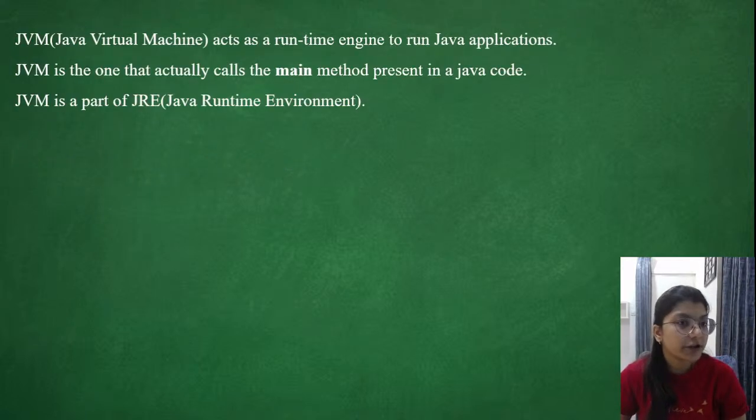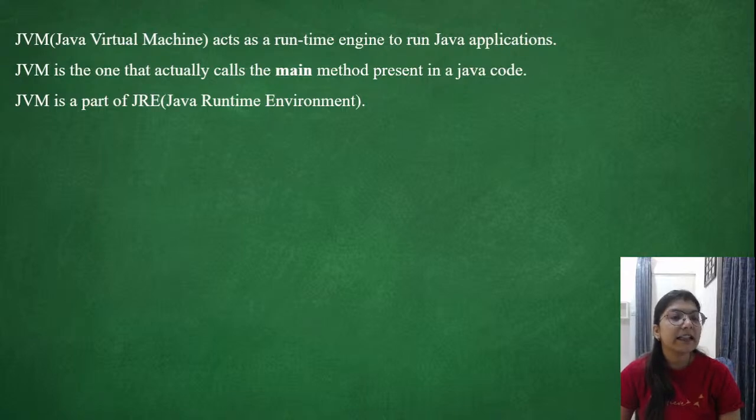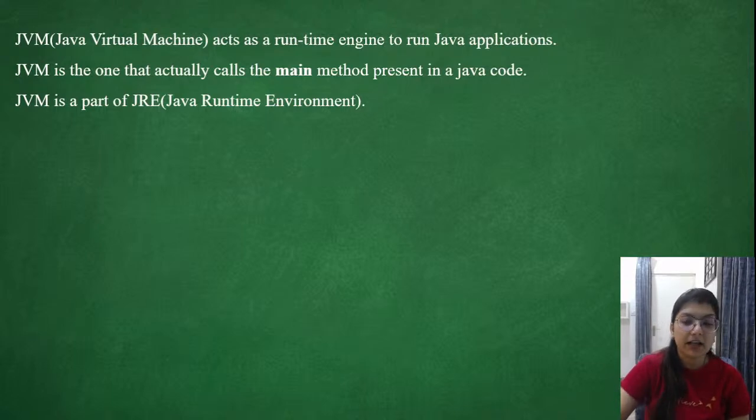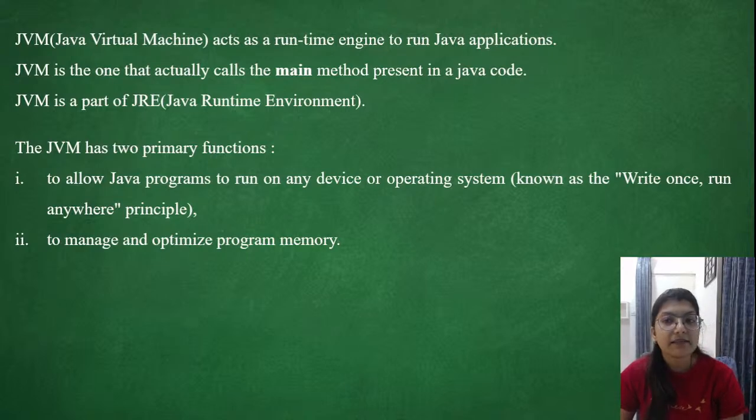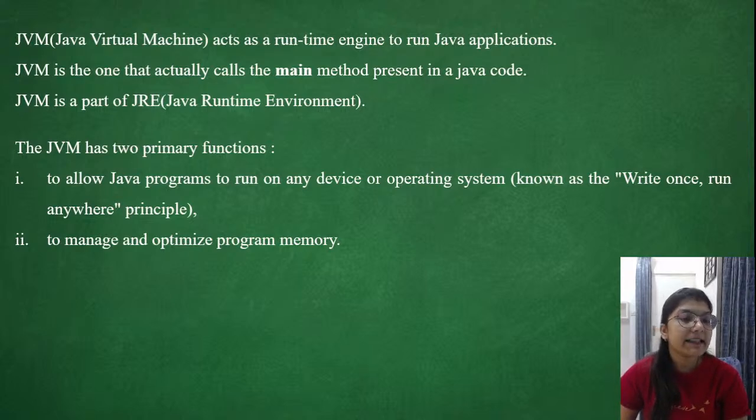JVM, Java Virtual Machine, acts as a runtime engine to run Java applications. It's a basic engine that is used for running Java applications. JVM is the one that actually calls the main method present in Java code. JVM is a part of JRE, Java Runtime Environment. JVM has 2 primary functions: to allow Java programs to run on any device or operating system, known as the write once run anywhere principle, and to manage and optimize the program memory.